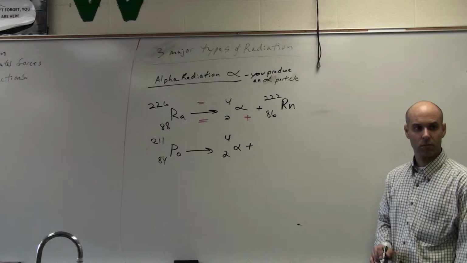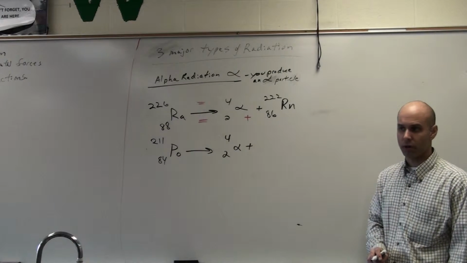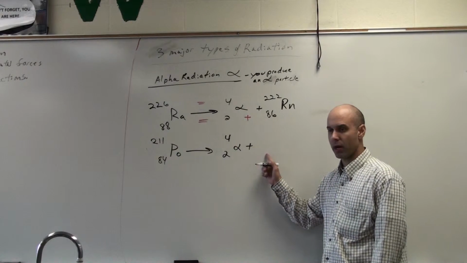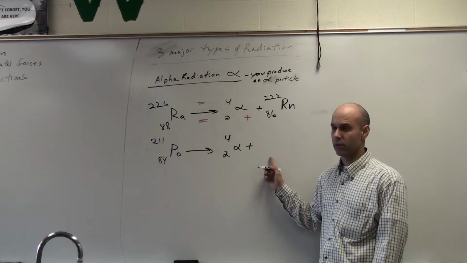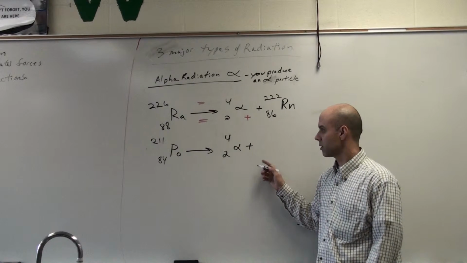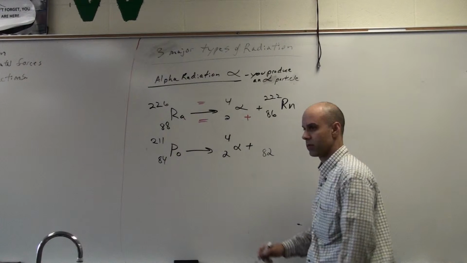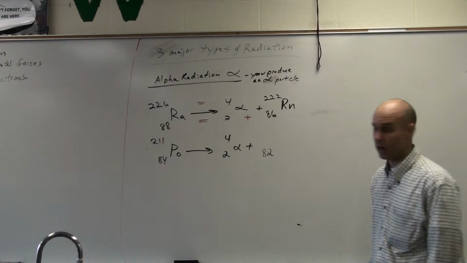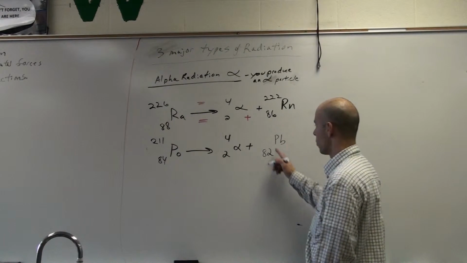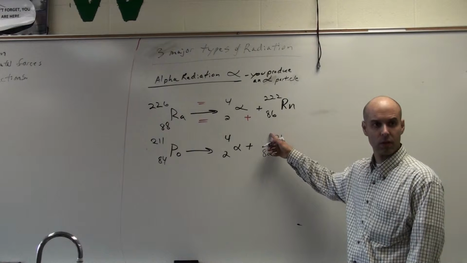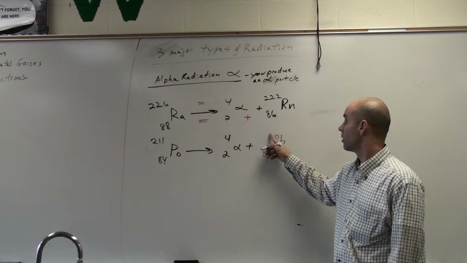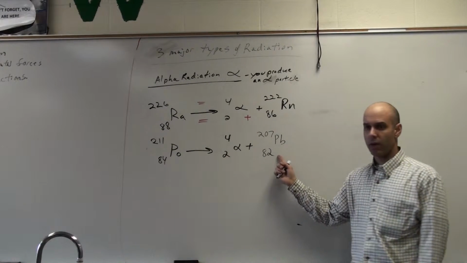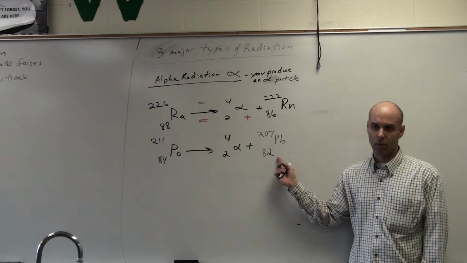Is it always 4 too? The alpha particle is always 4 and 2. So then, what's the bottom number here? 82. What is element 82? Lead. What is the top number? 207. Is lead radioactive? No.